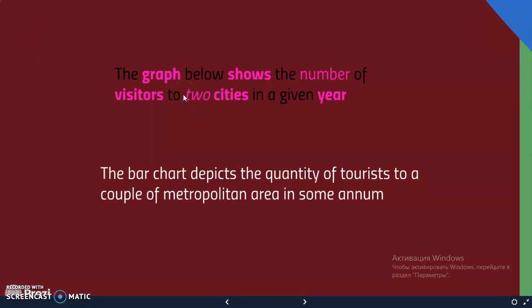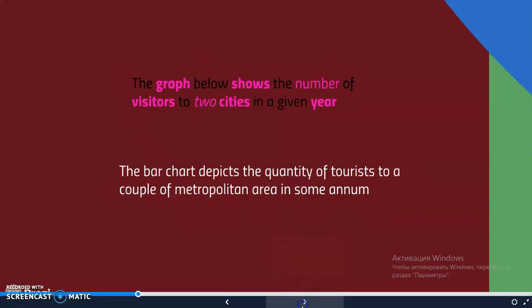And here, the graph below shows the number of visitors to cities in a given year. This is my personal answer. The bar graph depicts the quantity of tourists to a couple of metropolitan areas in some annum. In some annum means a year. Now I have paraphrased it. I have used mostly synonyms. For example, graph, bar chart; shows, depicts; number, quantity; visitors, tourists; cities, a couple of metropolitan areas; a given year, some annum. So I have paraphrased it, and this is a clear paraphrase.